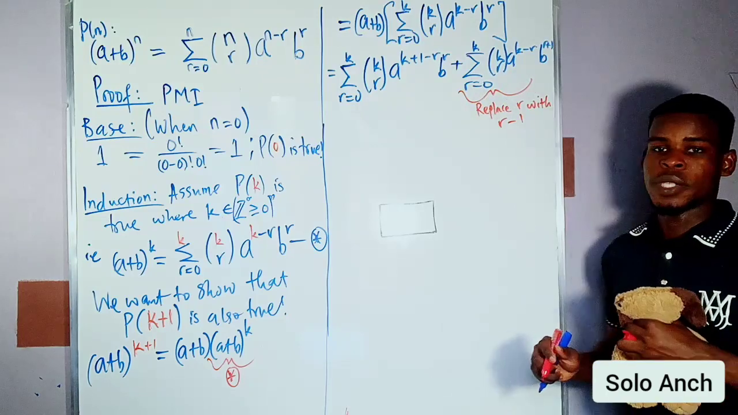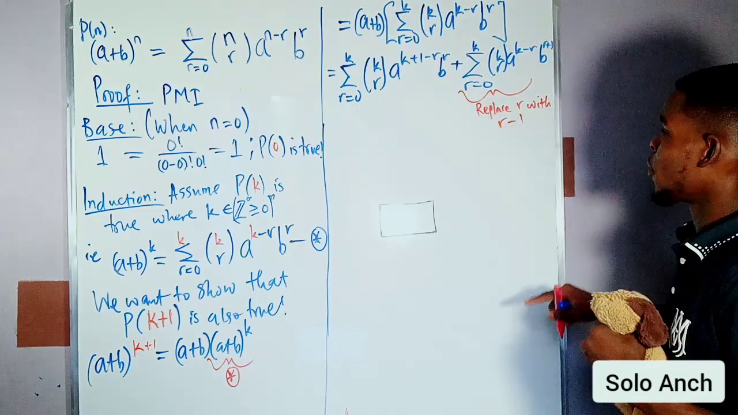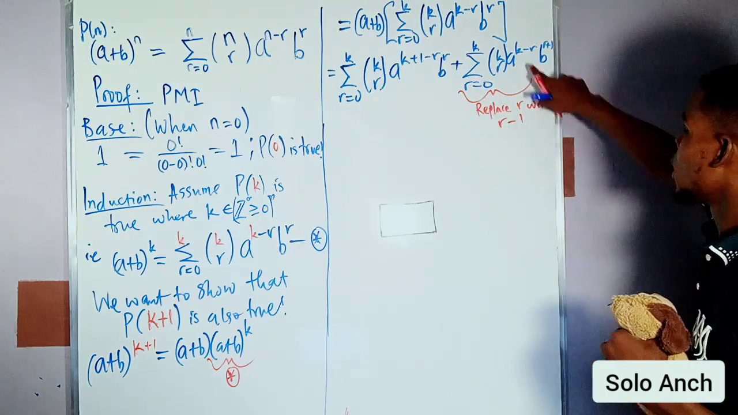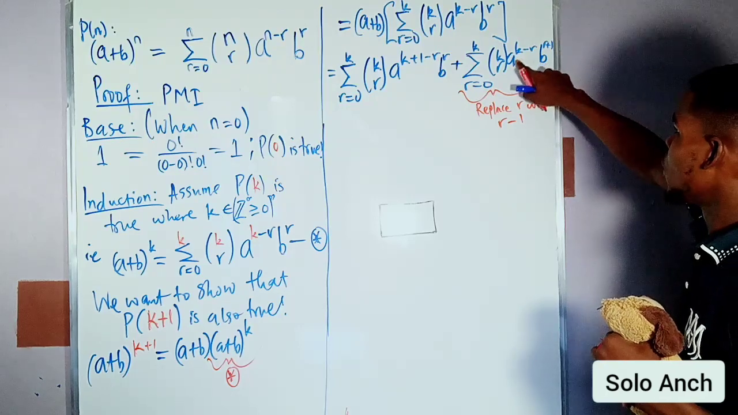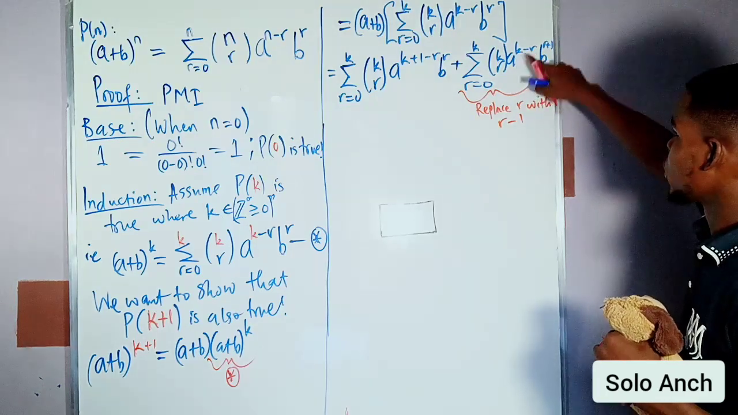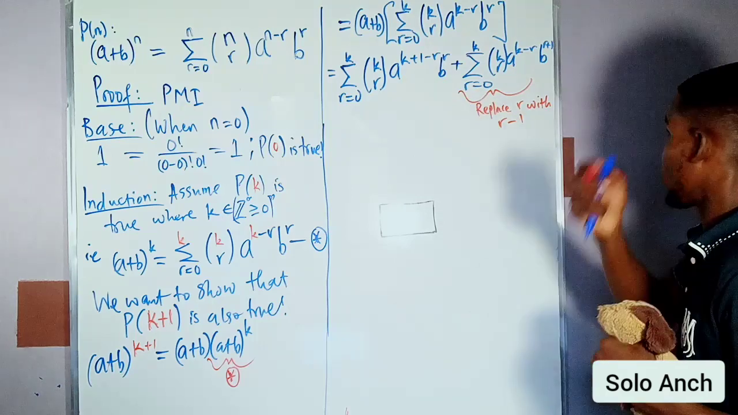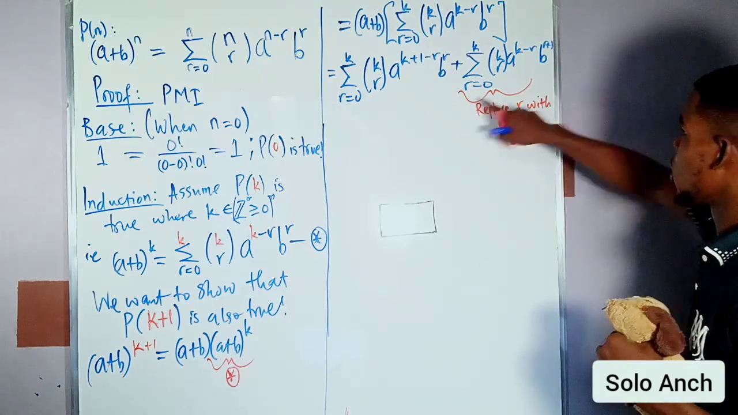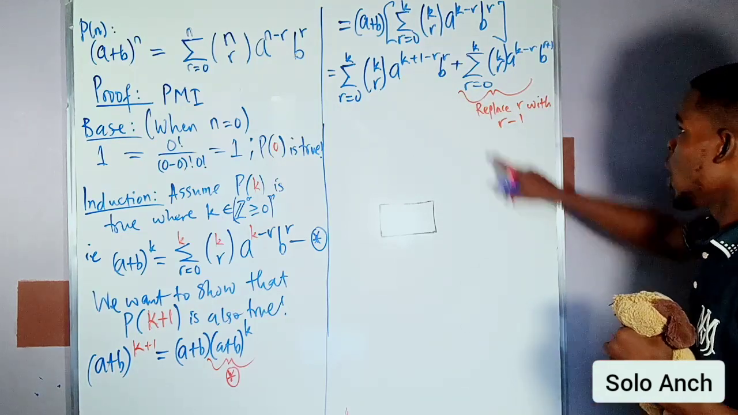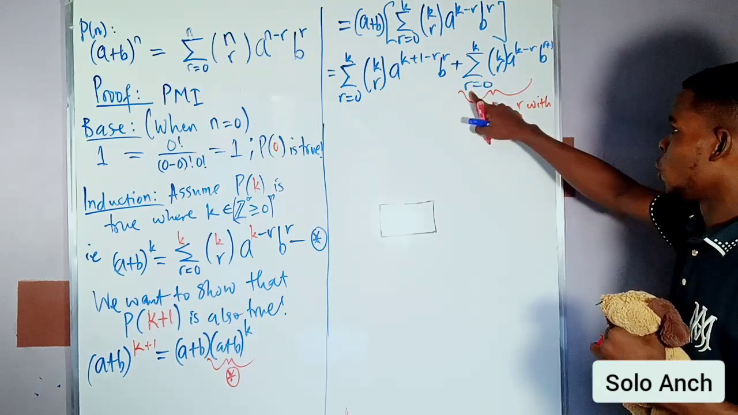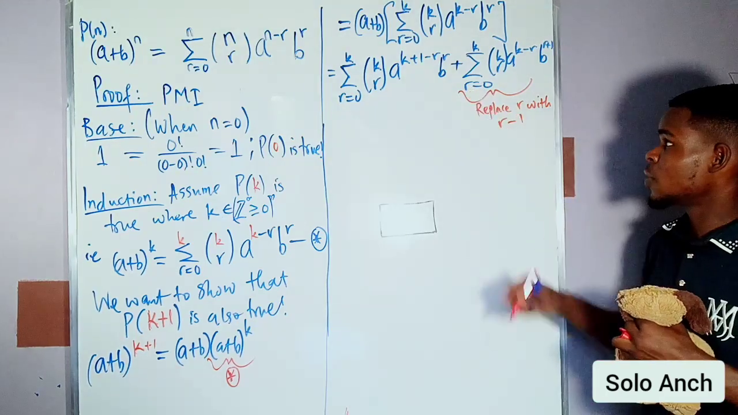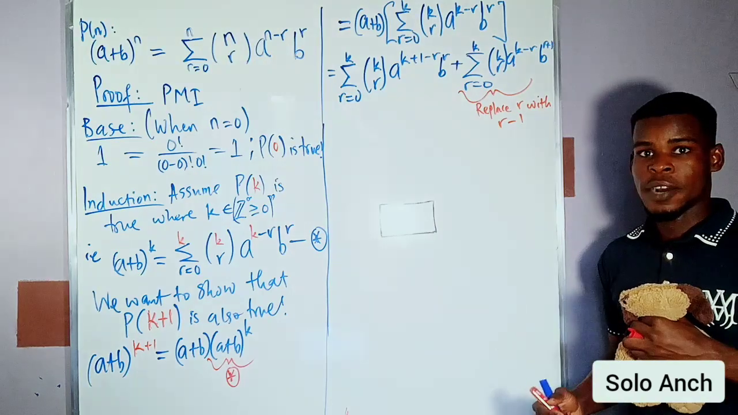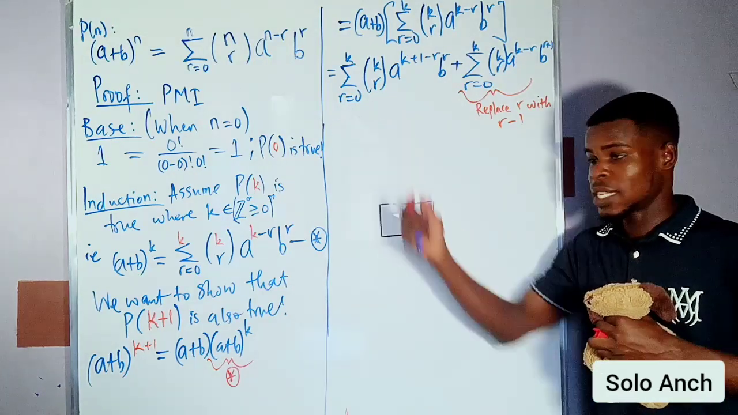So when we replace r with r minus 1, we notice r is going to start from 1 up to k plus 1. But in this case, we're going to have a raised to the power of k minus r plus 1, which is what we have over there. Then this is going to be b raised to the power of r, and that makes sense over there. But replacing r with r minus 1, of course, I said earlier that this will be r starting from 1. So we need to evaluate r being 0 here so that we can start with 1 as well.